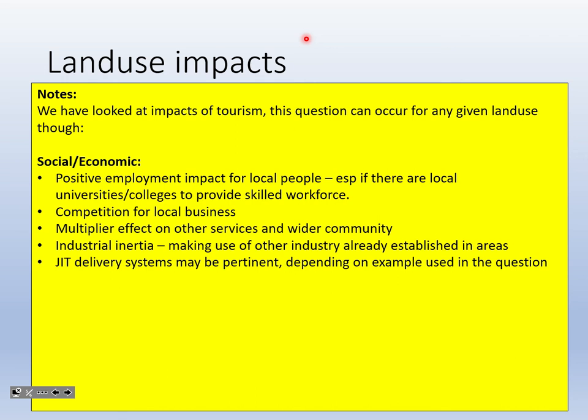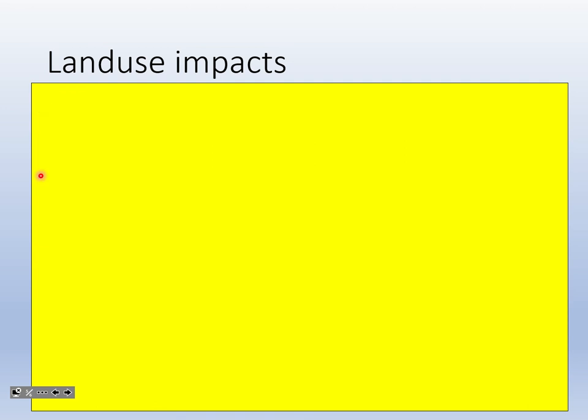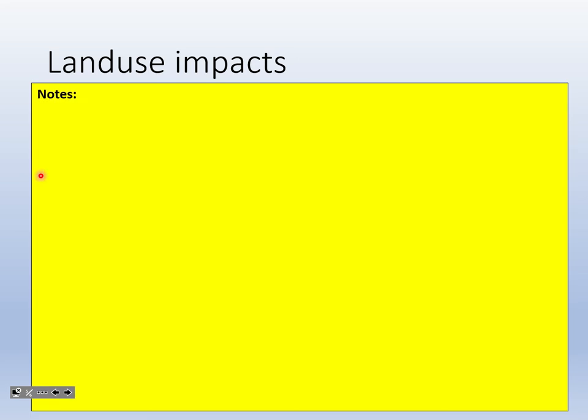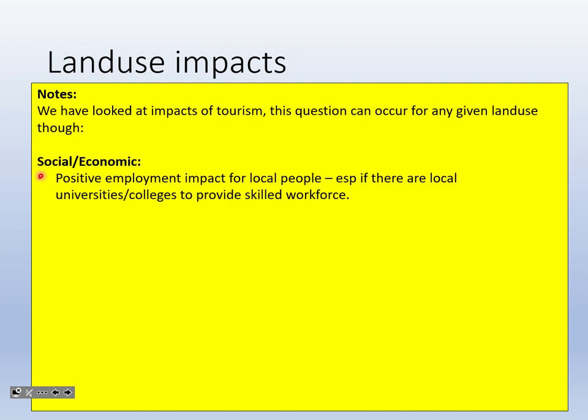For social and economic impacts, if you're building let's just call it a business, I'm not even going to spend too much time talking about the actual question here, which is about the construction of a new kind of arena for concerts and stuff like that. But let's just call it Business X. And if you are constructing a business in an area, it's going to have a positive employment impact for local people, i.e. it will provide jobs.